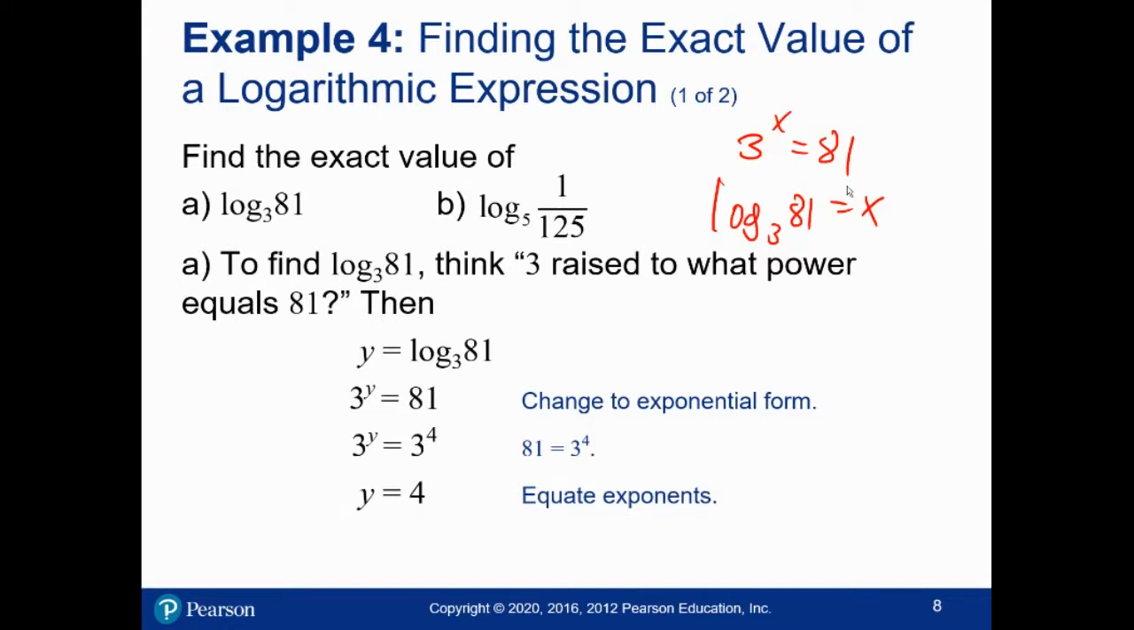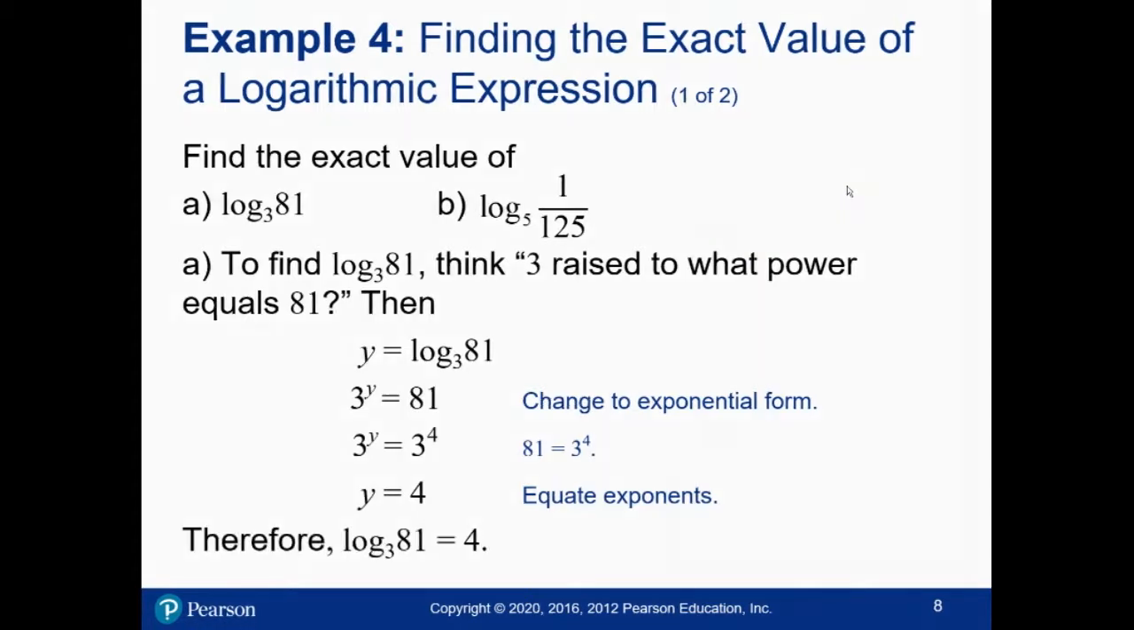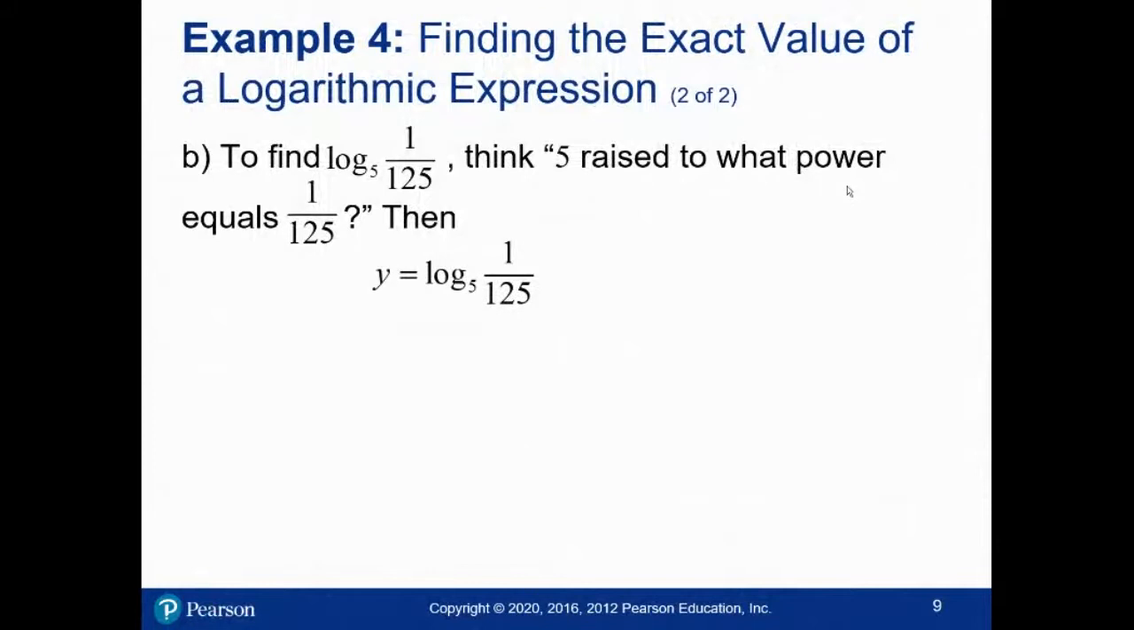So try to do the same thing for log base 5 of 125. 1 over 125, sorry. So 5 raised to what power equals 1 over 125? So convert this to an exponential. 5 to the y is 1 over 125.